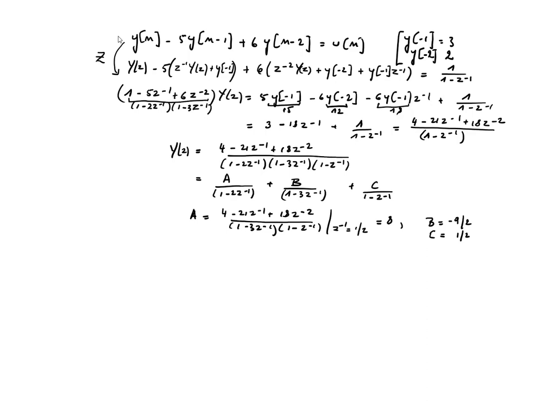Okay, so now we are ready to do the inverse z transform. Right, so maybe first write it again. So we have y of z is 8 over 1 minus 2z minus 1 plus minus 9 over 2 over 1 minus 3z minus 1 plus a half over 1 minus z minus 1. So now we can do the inverse z transform.